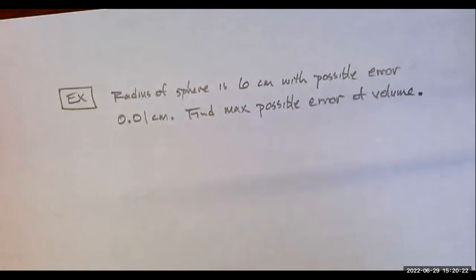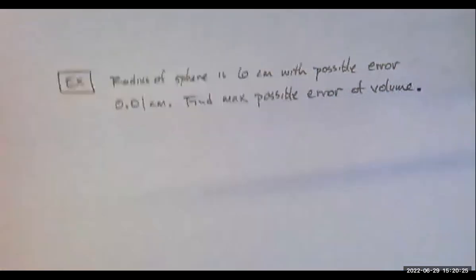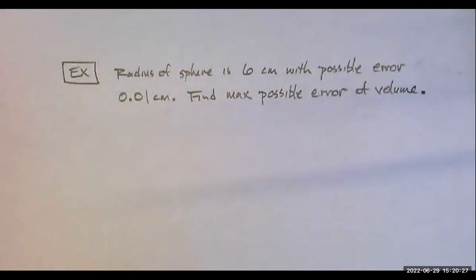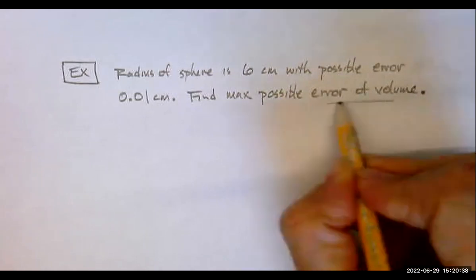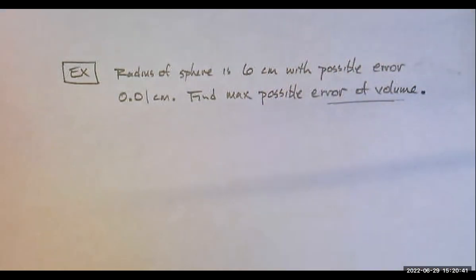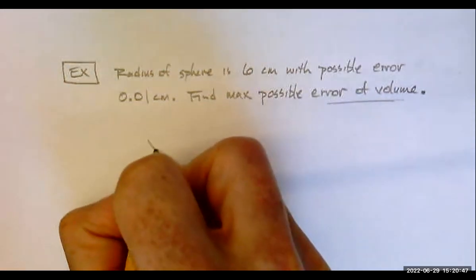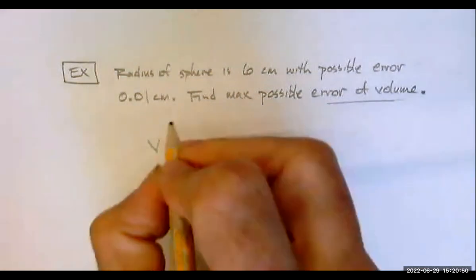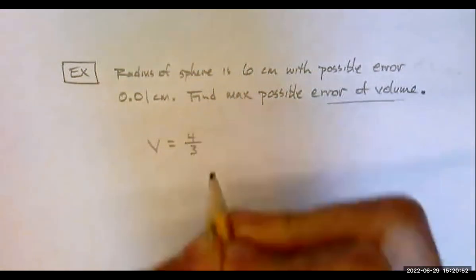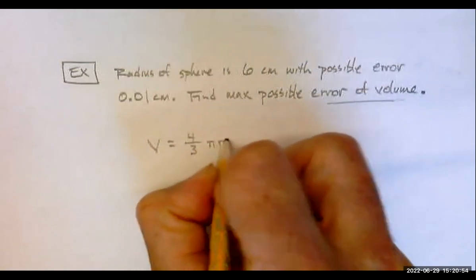So here we go. Radius of a sphere is 6 centimeters, a possible error 0.01 centimeters. Find the maximum possible error in the volume. Okay, so what we need to begin is a function. We want to know the error of the volume. So what is the volume of a sphere? That is the function we want. Maybe it's been a little while since you thought about the volume of a sphere, but that's something we could look up. It turns out it's 4/3 pi r cubed.